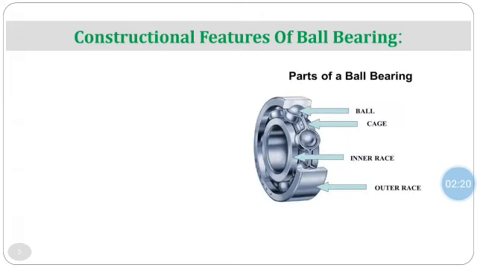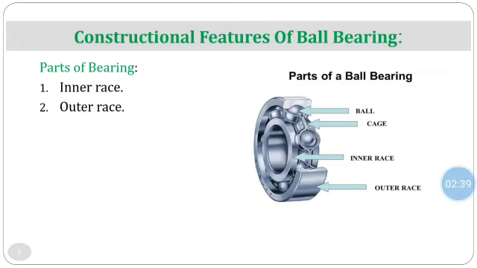Now, constructional feature of the bearing. Parts of ball bearing. Bearing consists of following parts. First one, inner race. It has a groove on outer side and the shaft is placed inside the inner race. Second one, outer race. It has a groove on inner side.